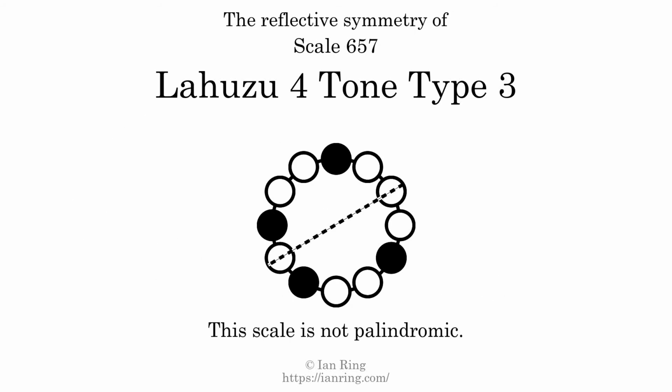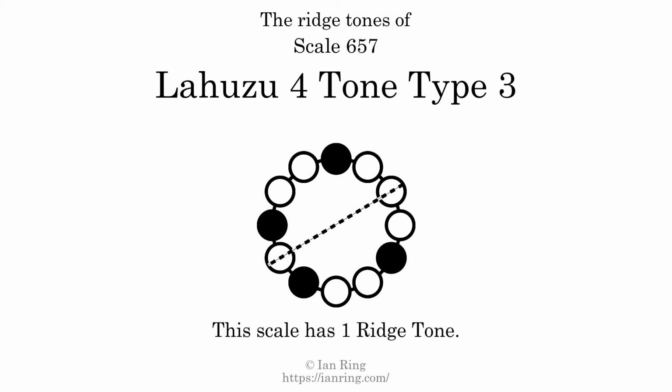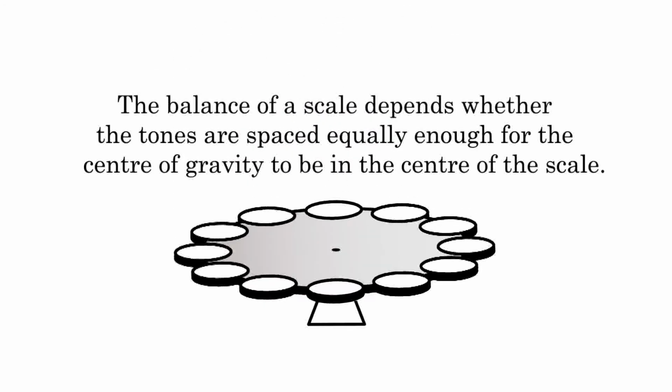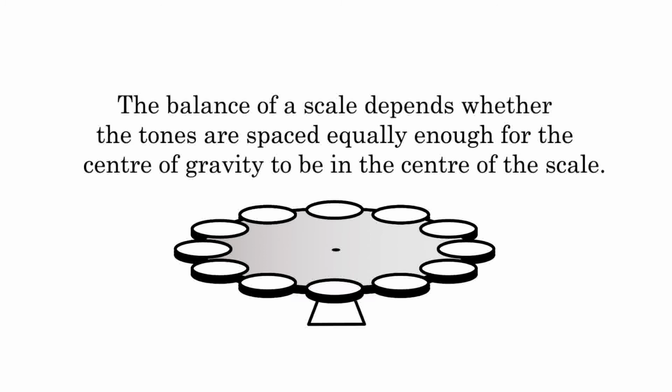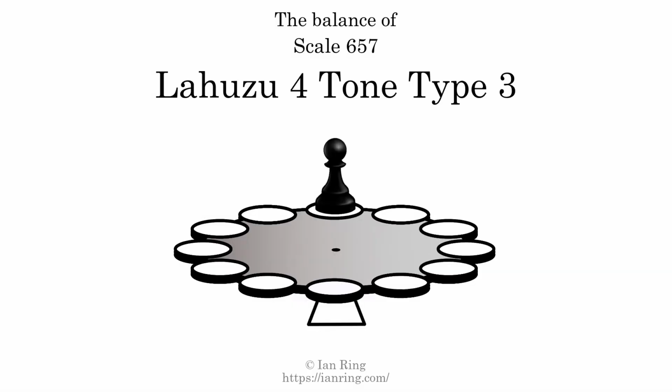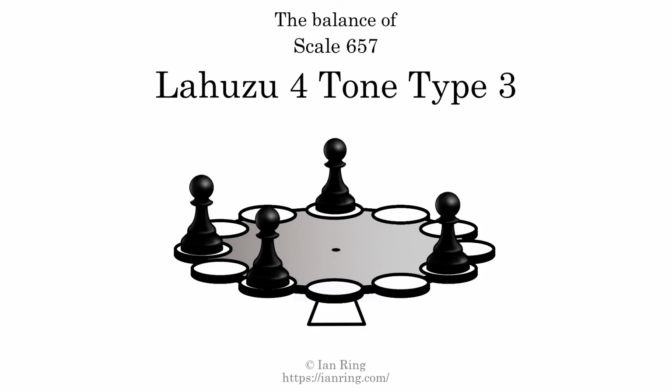This scale has reflective symmetry across an axis positioned 2 semitones from the root. This scale has a different pattern of intervals ascending and descending, so it is not palindromic. This scale has one ridge tone. The balance of a scale depends on whether the tones are spaced equally enough for the center of gravity to be in the center of the scale. This scale is not balanced.